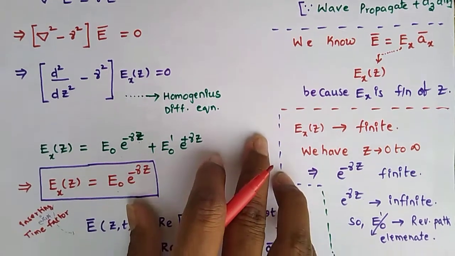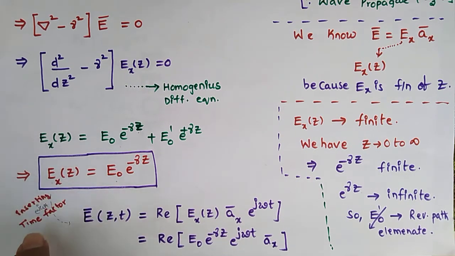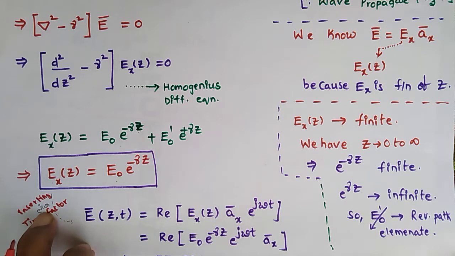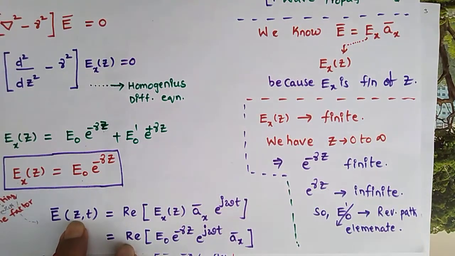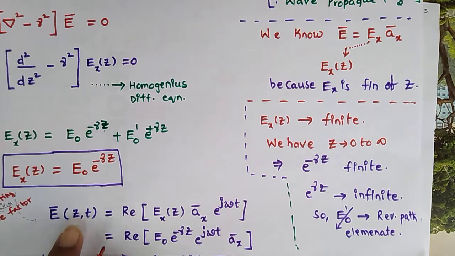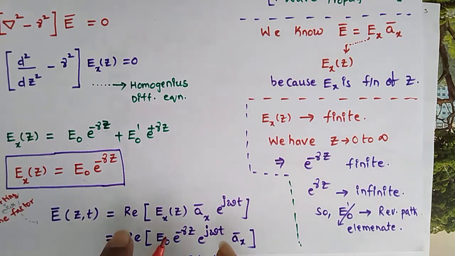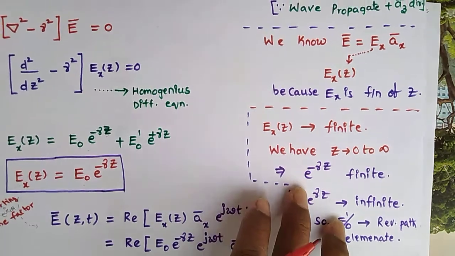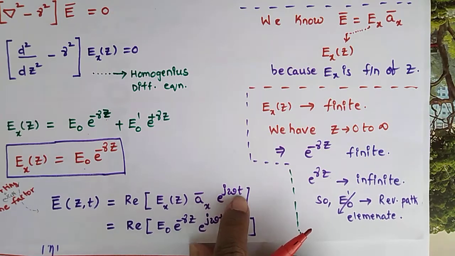Again, this equation I am converting into the time factor. For the time harmonic function, I am inserting e to the power of j omega t. So the electric field is a function of z comma t. We know a wave is a function of both space and time. So here space is z, and one more function is time, so I am inserting e power j omega t. I am taking the real part only: real part of Ex of z into e to the power of j omega t.